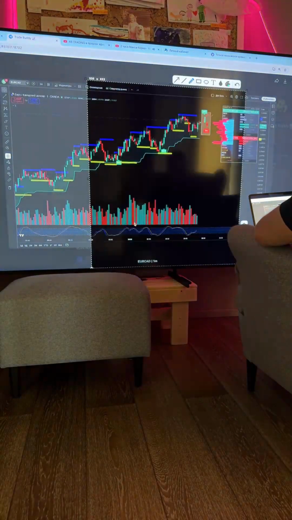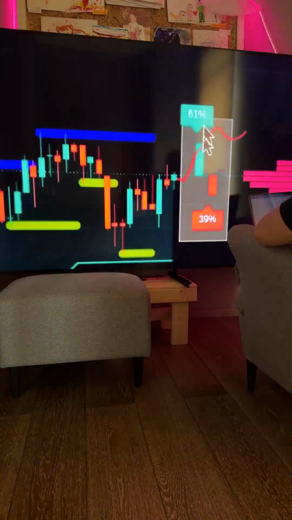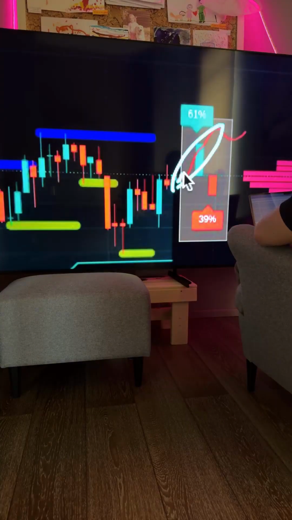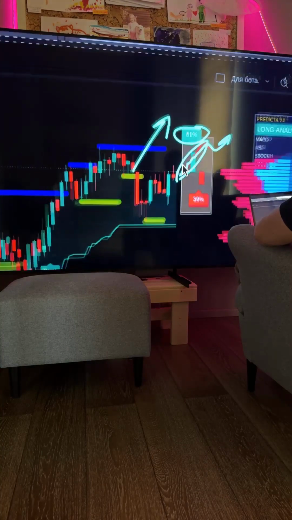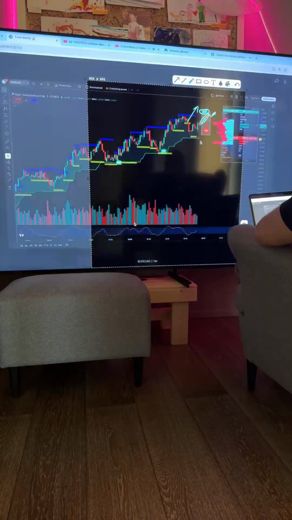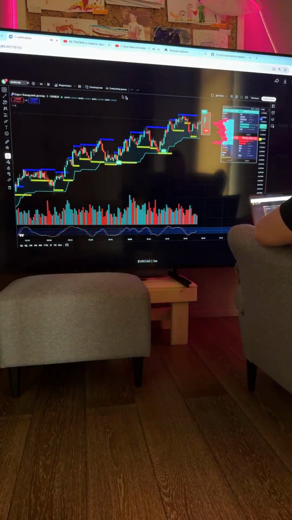What do we see here? We open the currency pair, Euro Canadian dollar. The first signal is for an increase, and the future movement of the chart shows there will be growth. First signal up, second signal in the percentage ratio, 61% for an increase. Two signals up, two signals for an increase.